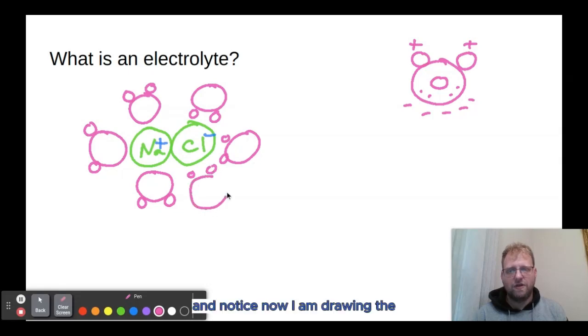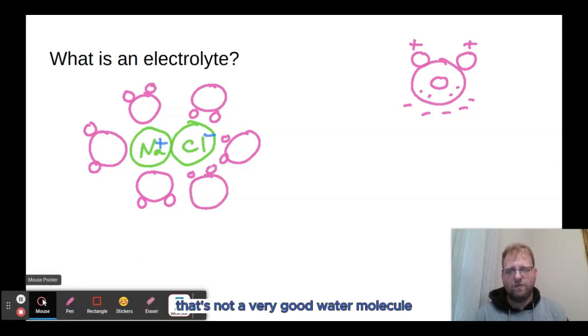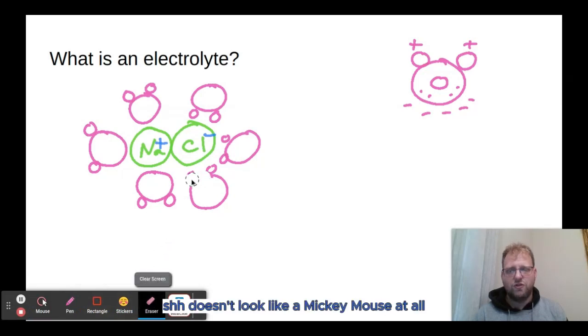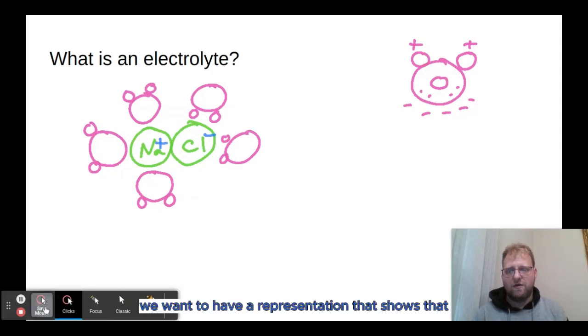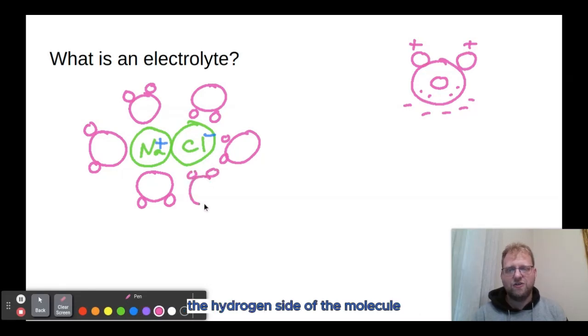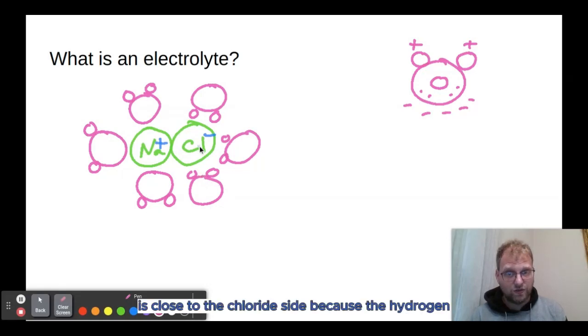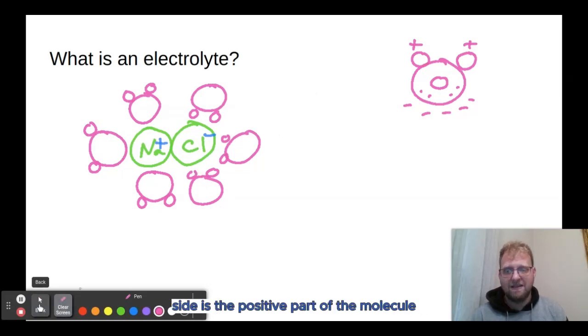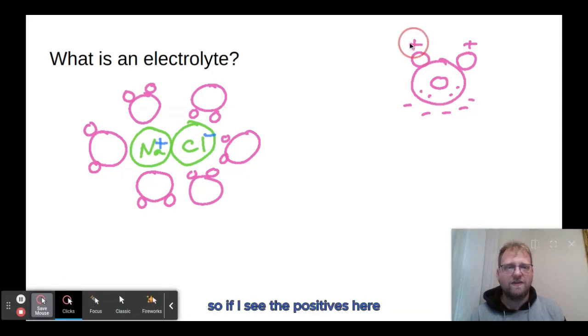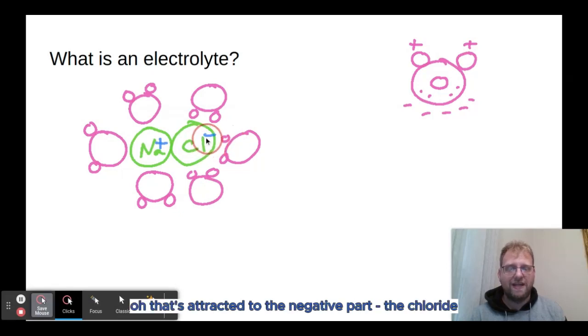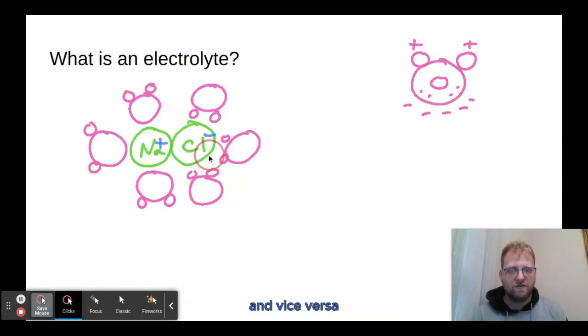Conversely, water molecules that surround the chloride side are going to orient themselves like this. And notice now I am drawing, that's not a very good water molecule. We can do better than that. Doesn't look like a Mickey Mouse at all. We want to have a representation that shows that the hydrogen side of the molecule is close to the chlorine side because the hydrogen side is the positive part of the molecule. So if I see the positives here being represented right here, that's attracted to the negative part of the chlorine. H is here, attracted to this negative charge. H is here, attracted to this negative charge, and vice versa.